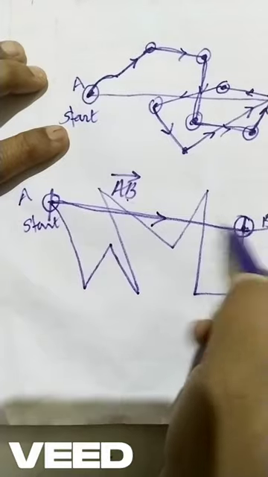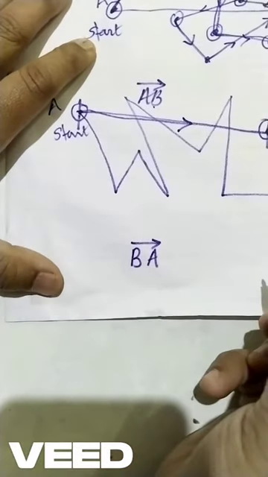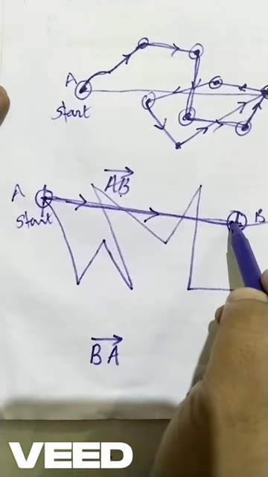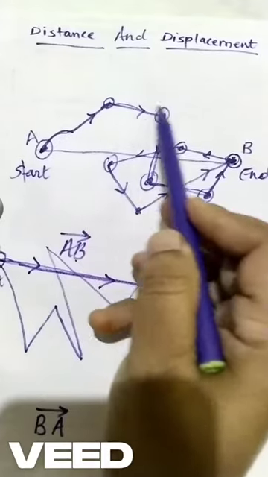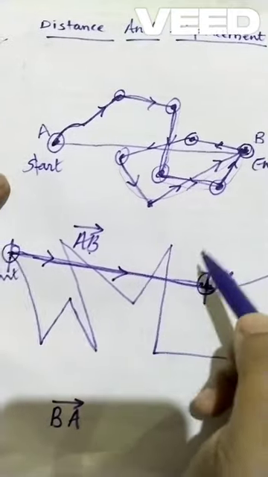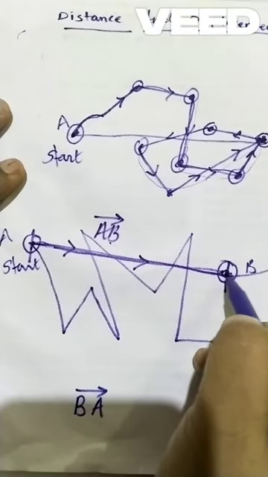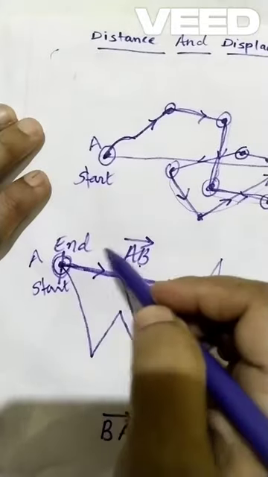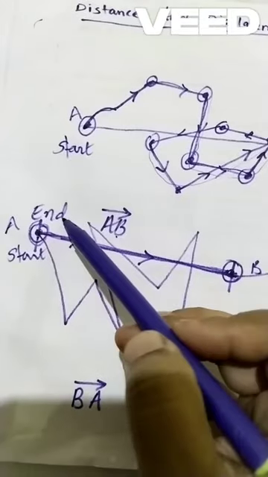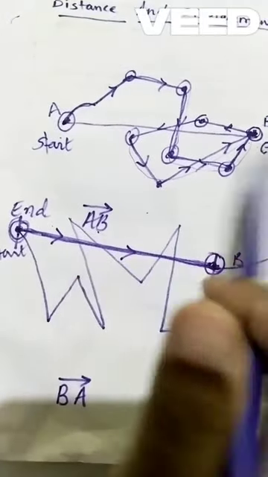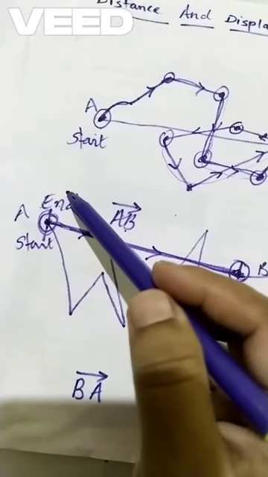If someone is traveling from B to A, then in that case it will be written as from B to A, right? When a person is traveling from A to B and goes straight, following the shortest path, that is called the displacement. The total length of the path that is followed to reach the end point is called the distance. If the start point and end point are the same, if a person goes to B and comes back to A, in that case the displacement is zero, because displacement is the shortest distance between the start point and the end point.